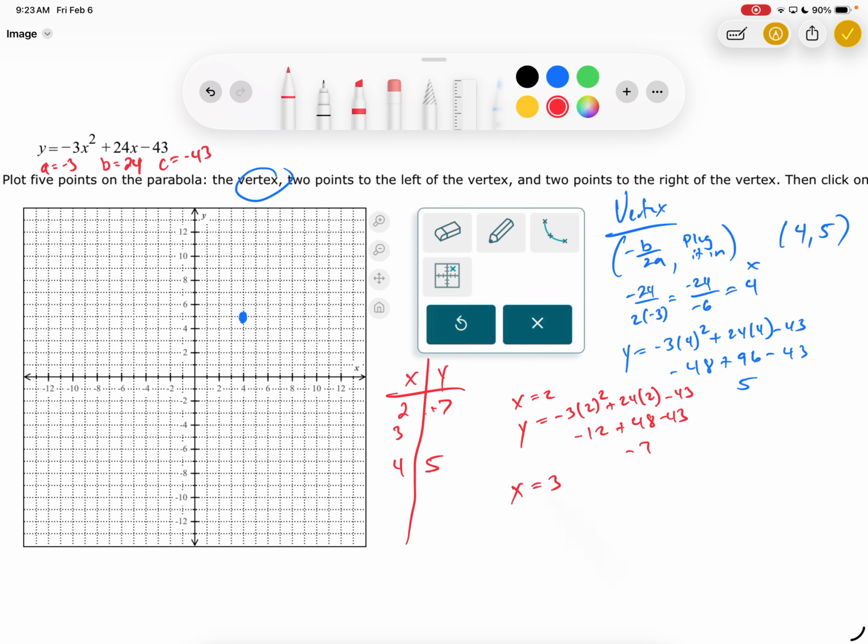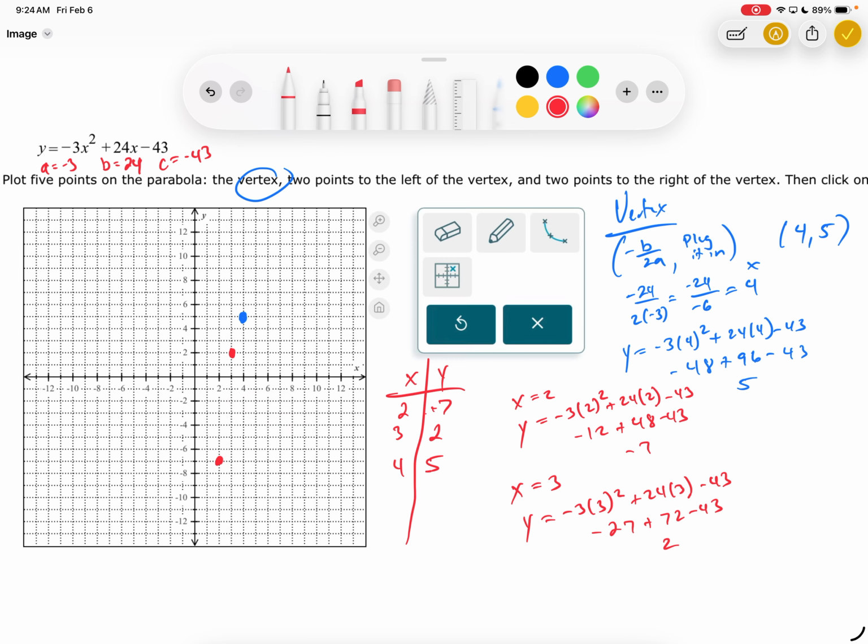When I plug in a 3, y equals -3 times 3 squared plus 24 times 3 minus 43. That would be -27 plus 72 minus 43. What's that? +2. Looks good to me. So now I go plot these points, 3, 2, and 2, -7.